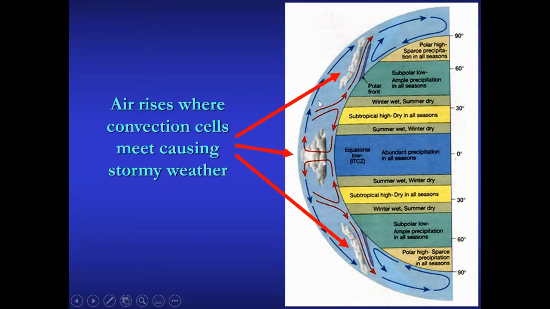The next convection cell, the Ferrel cell, actually circulates in this direction, and the air rises more in the middle latitudes. They call that the polar front, but there's rising air there as well. So you have clouds and storms around the equator and clouds and storms around the so-called polar front. And the storms in our area, they come from the polar front.